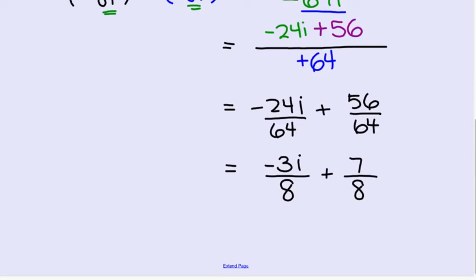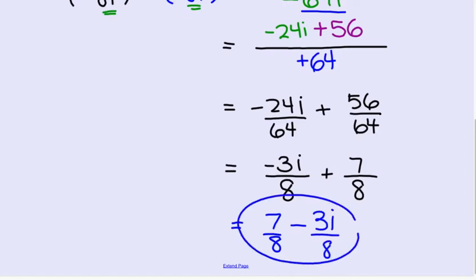Oops, I should probably put this as an imaginary second. So it should be 7/8 minus 3i eighths. Real, then imaginary.